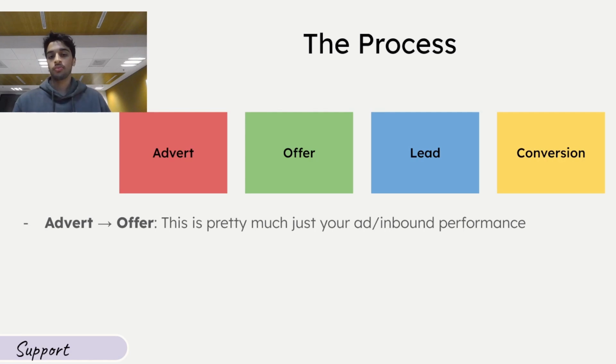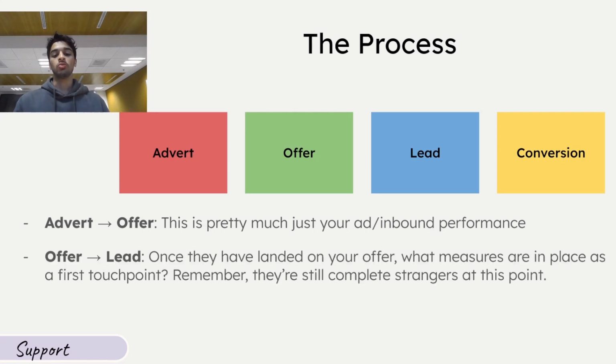This is like pre-automations, like there's not much you can do there. However, offer to lead, once they've landed on your offer, what measures are in place as a first touch point? Remember, they're still complete strangers at this point. Sure, you might have people that vaguely show interest, but you still have to teach them about your product and why your product is the best for the issue that they're having, or why your product is the most convenient for them.